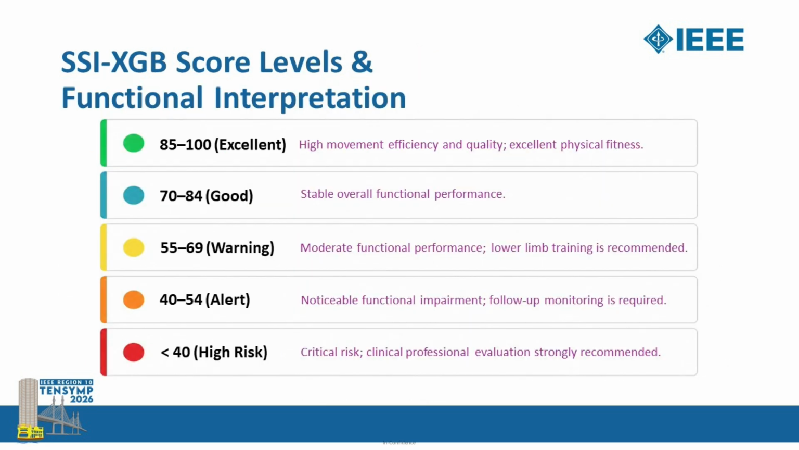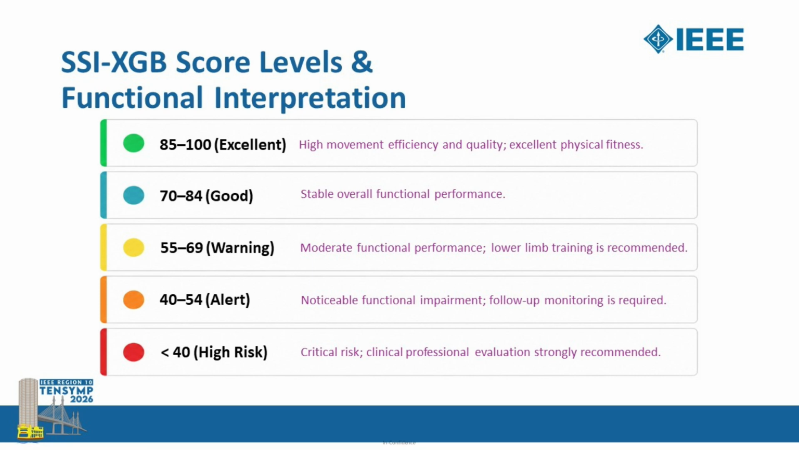We propose a novel assessment metric called SSI-XGB. The scoring formula is defined as SSI-XGB equals the sum of Wi times Si, where Wi represents the feature weight automatically derived by XGBoost, and Si denotes the normalized score of each feature. The total score ranges from 0 to 100 and is classified into 5 levels.